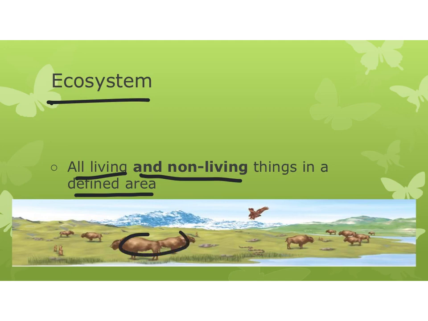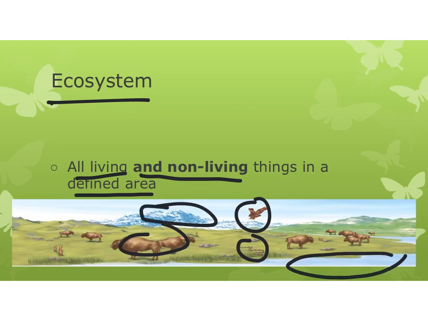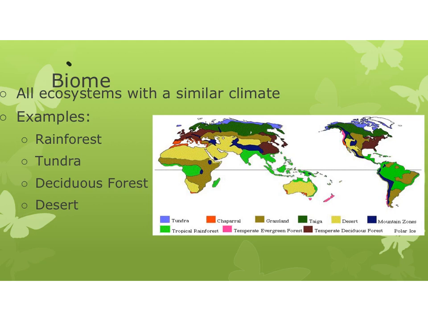So here I have my bison and my hawks and my rattlesnakes and my prairie dogs and my mushrooms and my bacteria, my grass and my trees, but also I'm going to add in the weather, and I'm going to add in the air, and I'm going to add in the water and the mountains and the snow. So that makes up an ecosystem. And then the next largest level is called a biome.